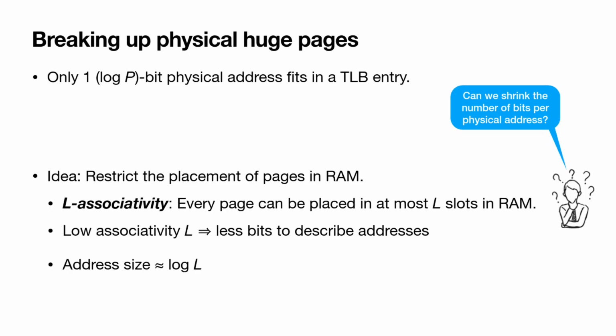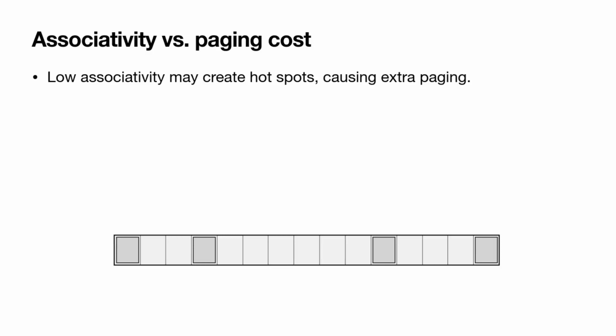And how much do we reduce this number of bits? Well, if we can only place a page in L different places, then we need about log L bits to describe its position. Unfortunately, low associativity introduces a new trade-off. It may create hotspots, and this causes some extra paging. Let me show you what I mean.